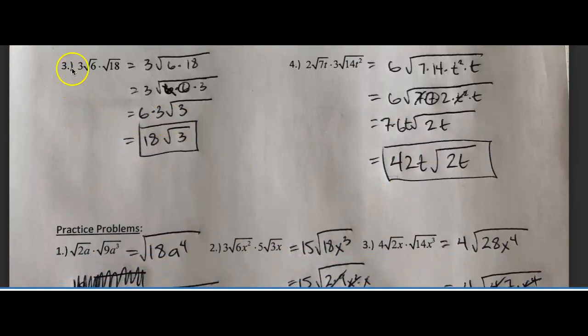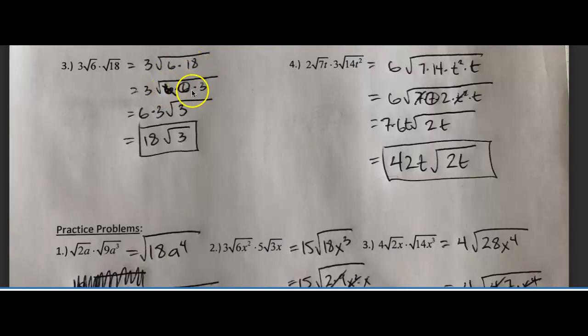The 3 radical 6 times the square root of 18, you can see I went ahead and put the 6 and the 18 under the same radical, but I didn't even multiply them because I was going to have to break it down anyways. So the 3 comes along for the ride. There's nothing to multiply it by. The 6 and the 18 can get multiplied, as you see here, but then after, I just took the 18 and made it 6 times 3. So I have this 6 here.